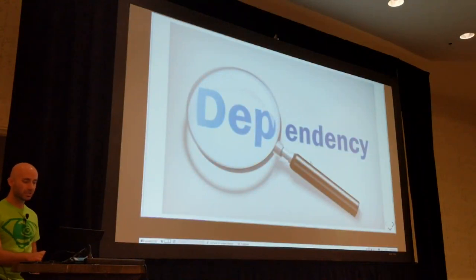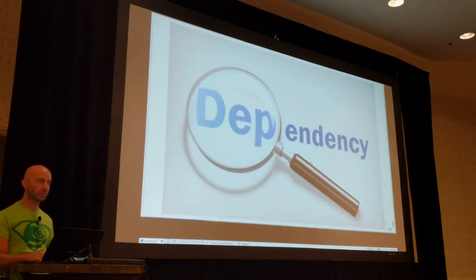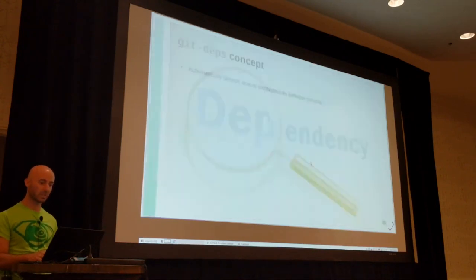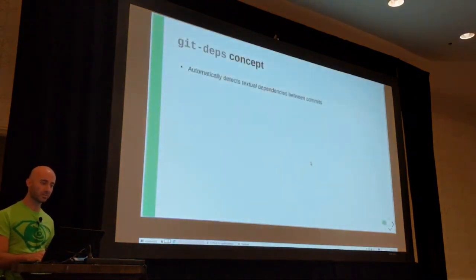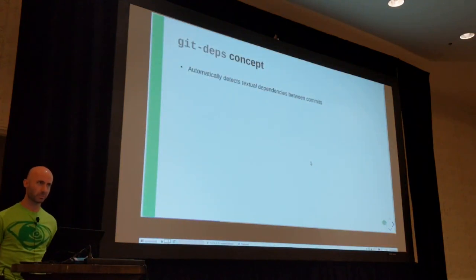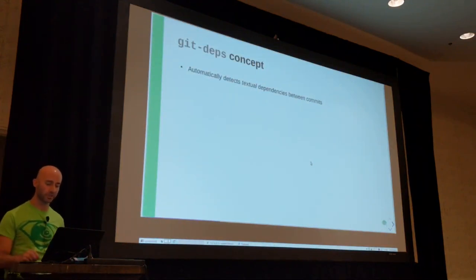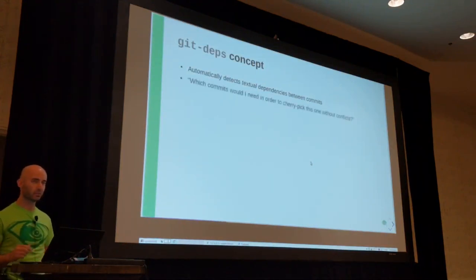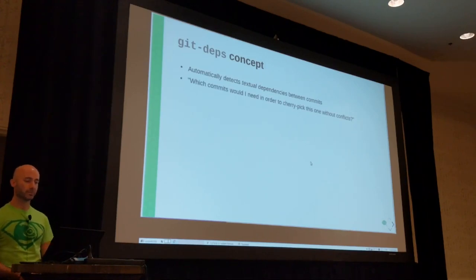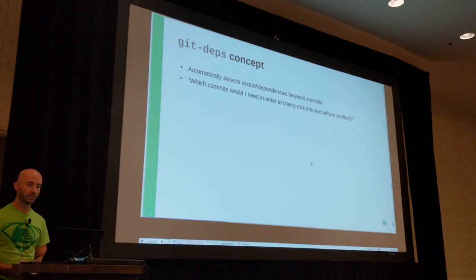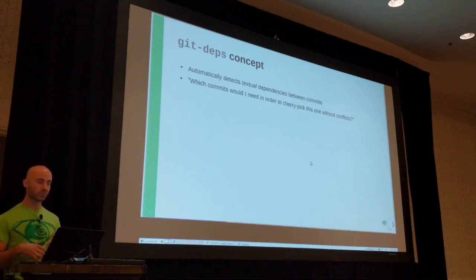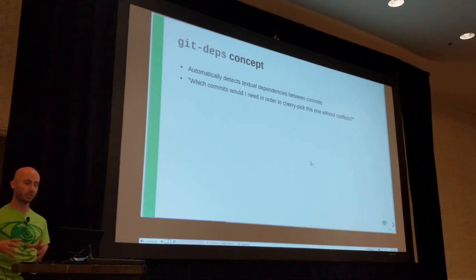Okay, so git-deps is a tool for automatically detecting dependencies between git commits. So what does that actually mean? By dependencies, I mean textual dependencies. What that kind of means, the way I see it, the way I built this tool, is which commits would I need in my branch in order to be able to cherry pick a commit without conflicts.